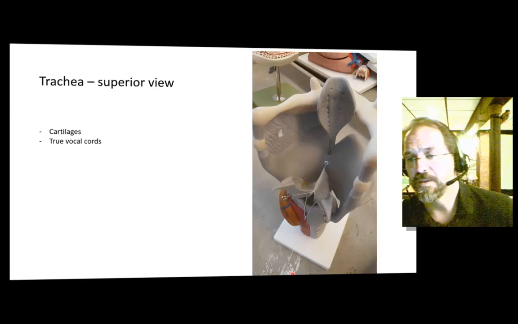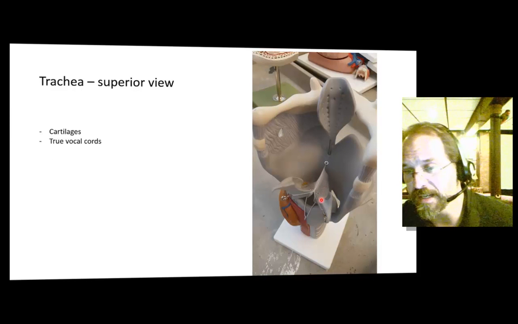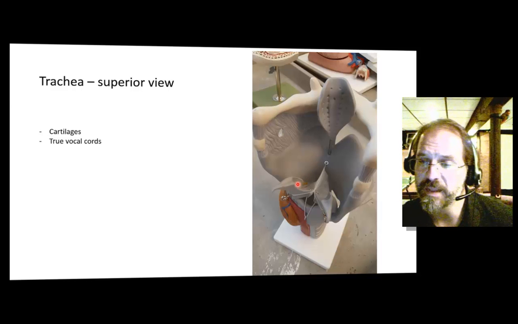Here's a superior view, just looking down so we can more clearly see the true vocal cords. Just to make sure you understand, what's shown in this model is supposed to be the true vocal cords. The vestibular folds would be above this, superior to that, and they're not shown. You can imagine where they would be right here.